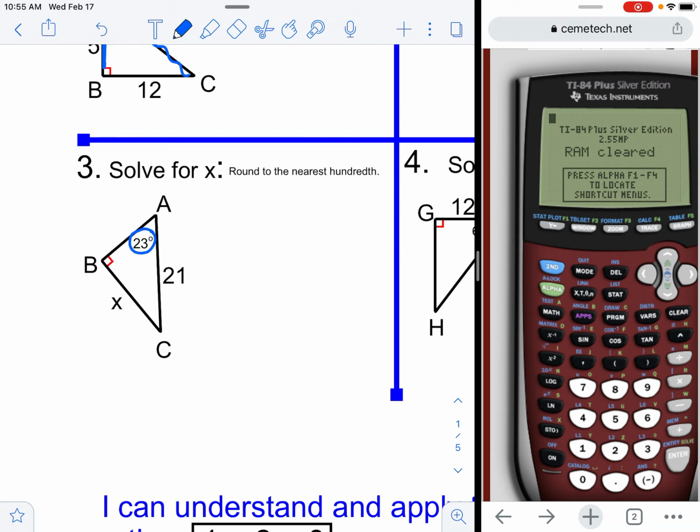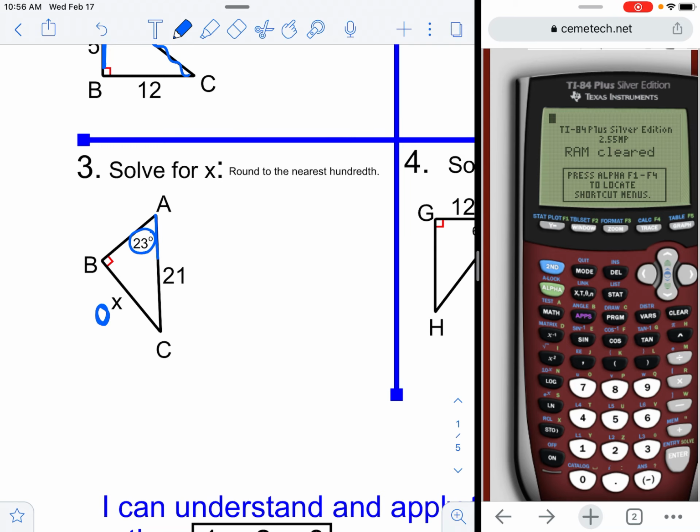All right, number 3 is solve for x. You're going to have to write a trig equation. And how do I do that? X is already labeled, so that's nice. Here's my angle. I need to know which one's opposite, which one's adjacent, which one's hypotenuse, but I don't need this one over here. So that's the one I don't need.